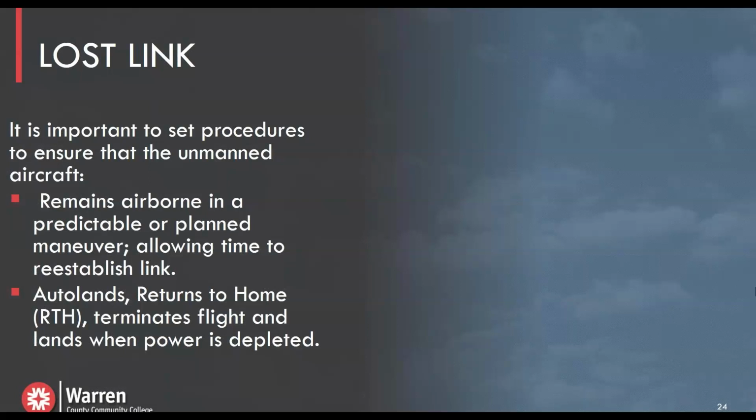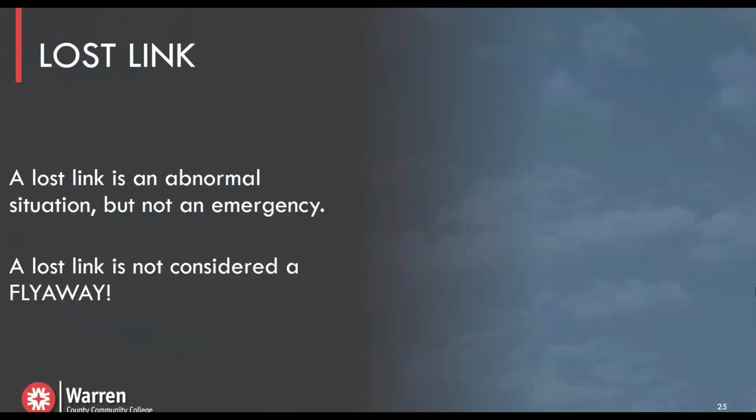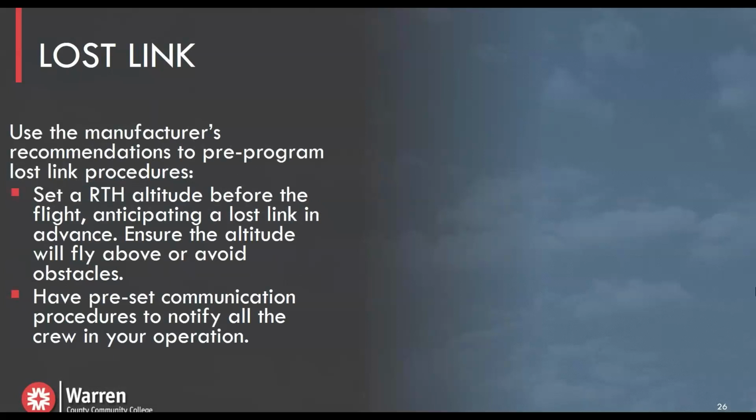It should auto land. Usually it can either come straight to the ground or return to home, but what you're looking for is a termination of the flight and an appropriate landing. And this can also happen not only when you lose a link, but drones are pretty smart. They know to do this when the power is depleted if the user does not understand they need to fly back. A lost link is abnormal, not an emergency. A lost link is not a flyaway, okay? A flyaway is when it flies away. You're not getting it back.